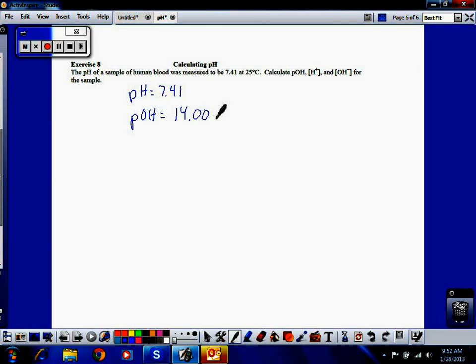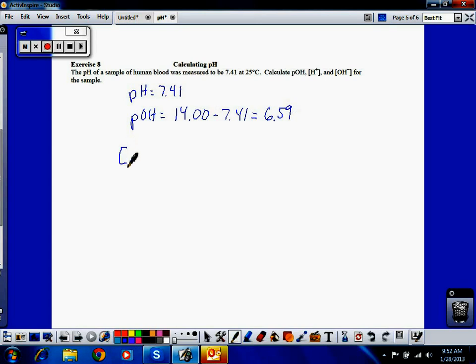Okay, let's look at one more question. This one says, the pH was measured to be 7.41 at 25 degrees Celsius. Calculate pOH, H+, and the OH minus concentrations. So I know pH equals 7.41. pOH must equal 14.00 minus 7.41, which equals 6.59.